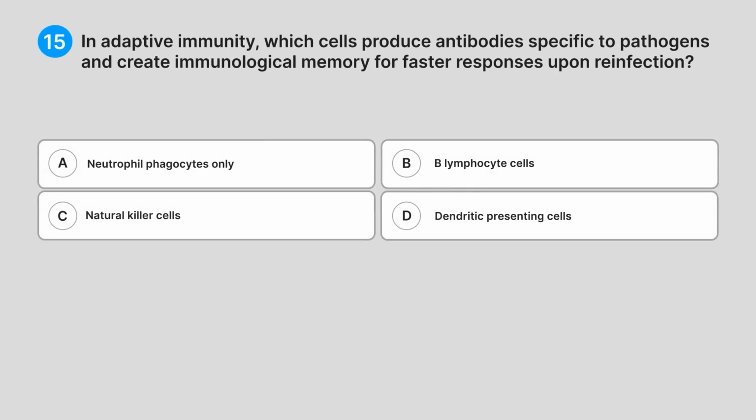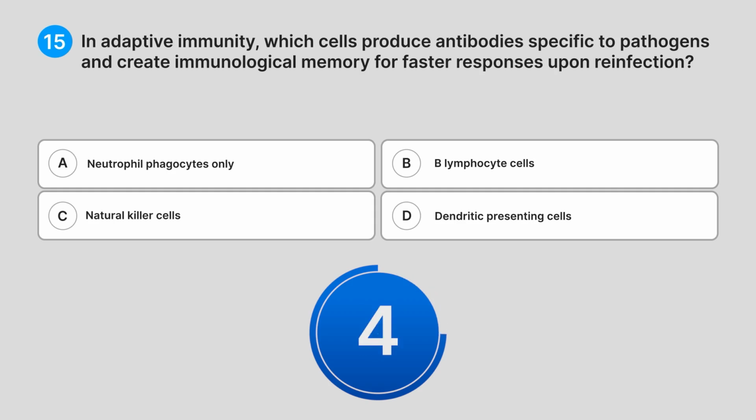15. In adaptive immunity, which cells produce antibodies specific to pathogens and create immunological memory for faster responses upon reinfection? A. Neutrophil phagocytes only. B. B lymphocyte cells. C. Natural killer cells. D. Dendritic presenting cells. Can you guess the answer?